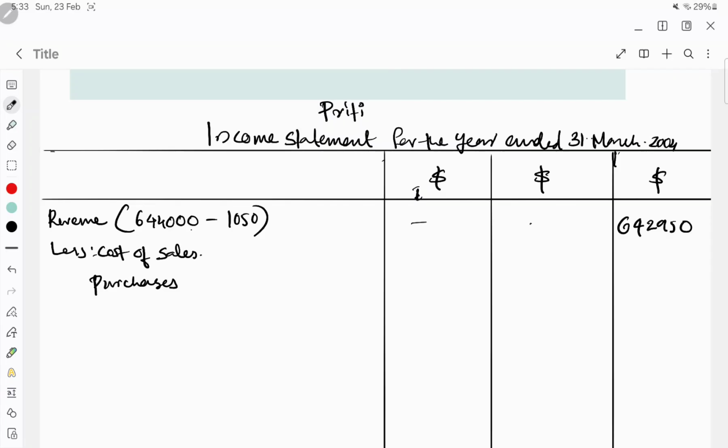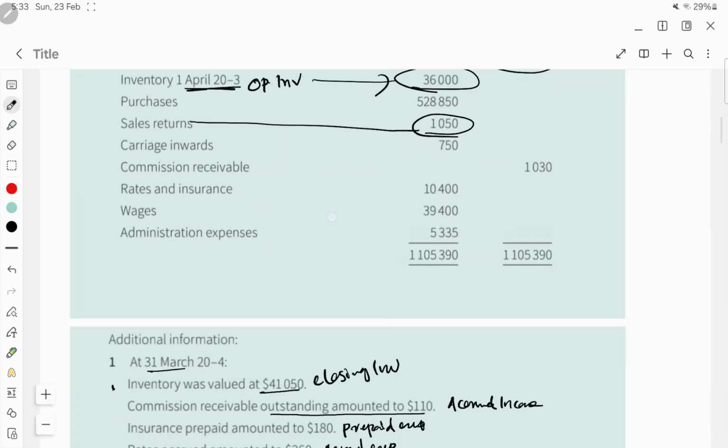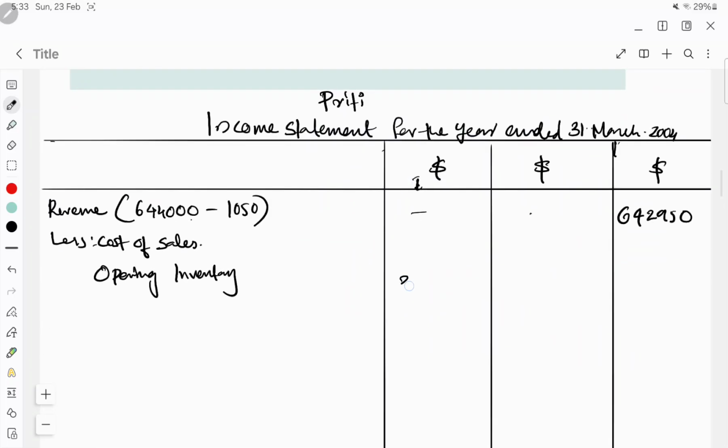Okay, this column you can use it for the calculation. So we'll start with the opening inventory, then net purchases. So this is the equation, opening inventory. See here, opening inventory, you can see here 36,000. Okay, 36,000 opening inventory. That is the main equation from this cost of the sales calculation. So 36,000 you can take in the second column.